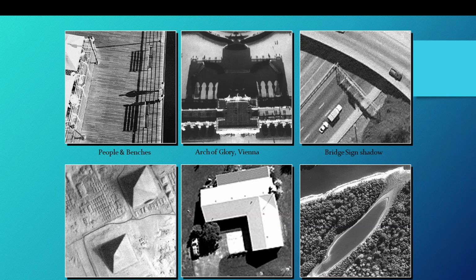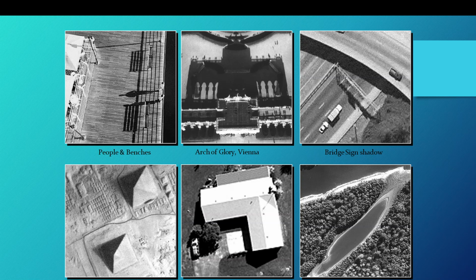Then the second, Arc of Glory, Vienna, shows how shadows highlight architectural features and provide depth, giving insight into the structure's profile. Then the bridge sign shadow demonstrates how shadow reveals otherwise less visible objects like overhead signs. Then in the Pyramid of Giza, the shadow emphasizes the pyramid's triangular shape and height.